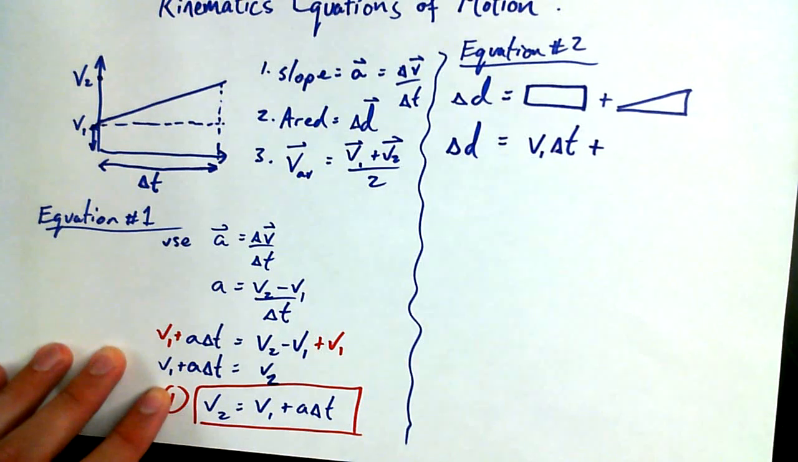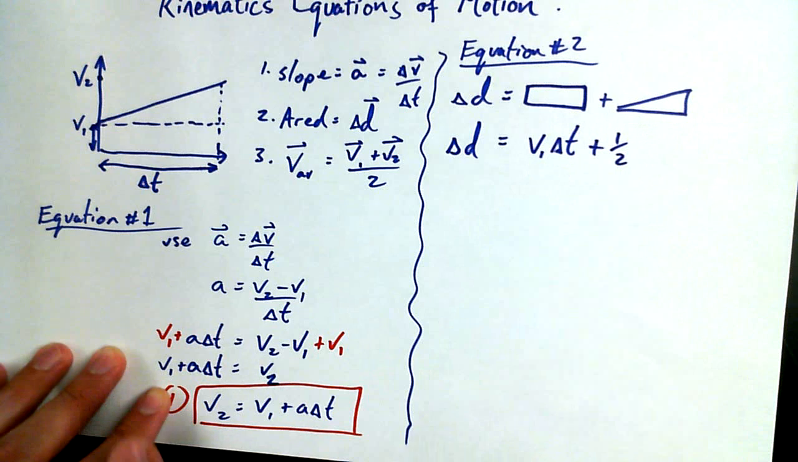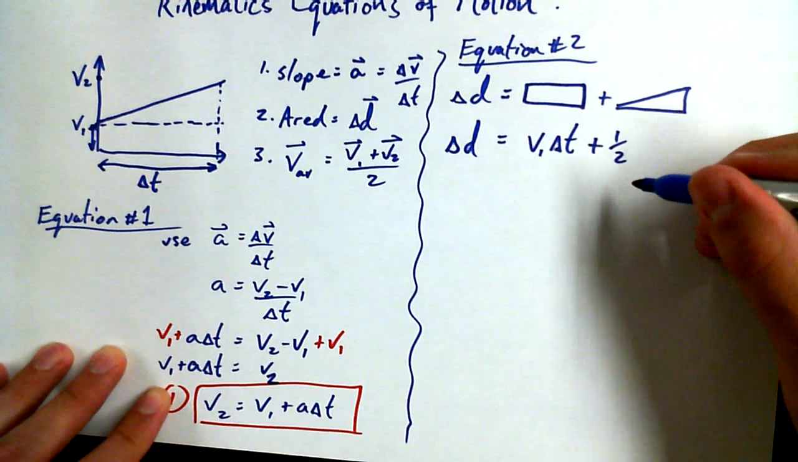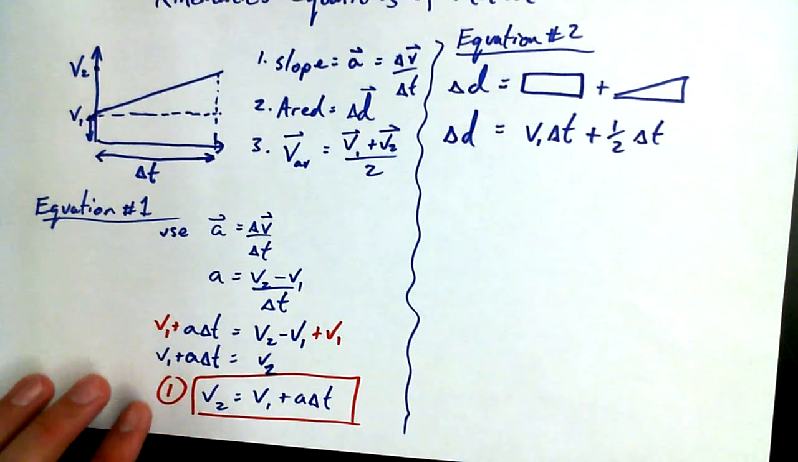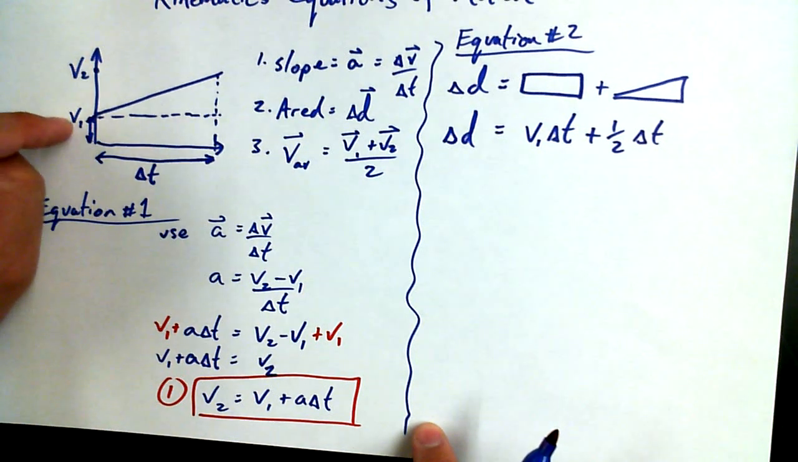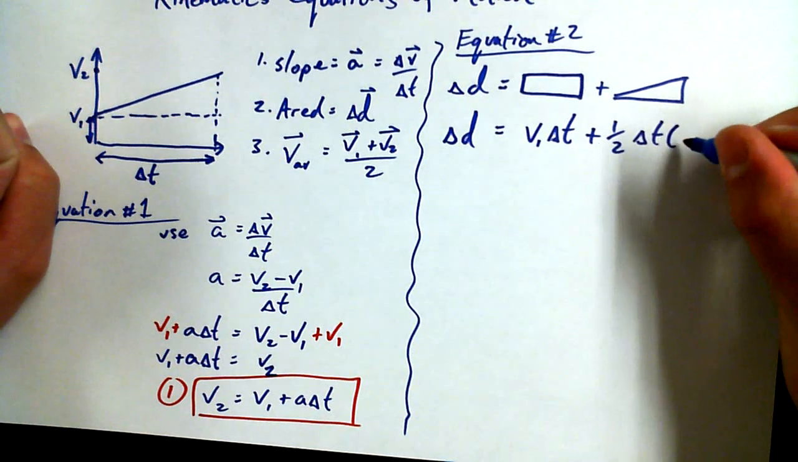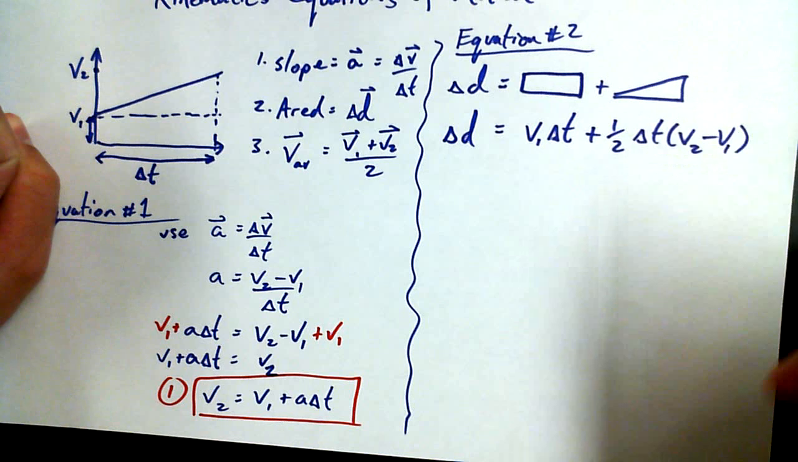To get the area of the triangle, remember it's 1/2 base times height. So I'll throw the 1/2 at the beginning. And the base is delta t. The height, though, might take a little bit of thinking. It's not V2. The height of that triangle is V2 minus V1. So I'll put it in brackets. Brackets, V2 minus V1.